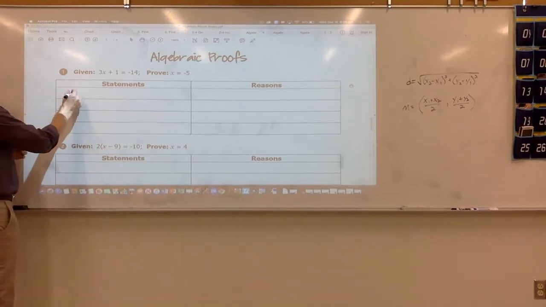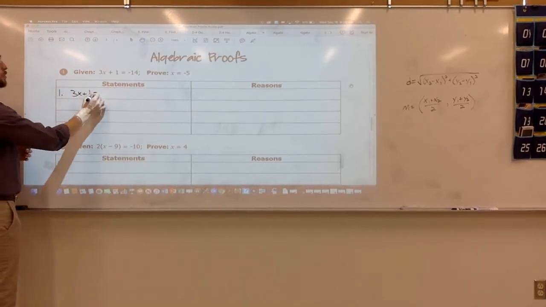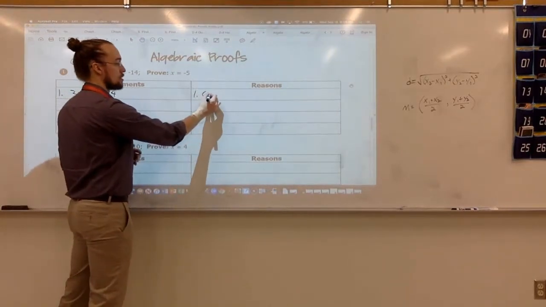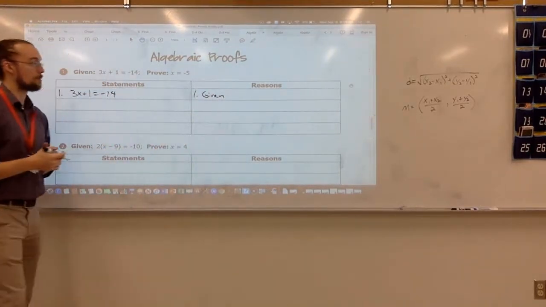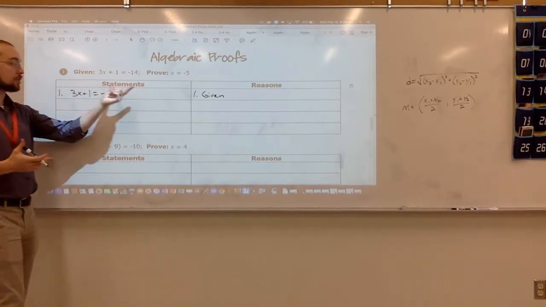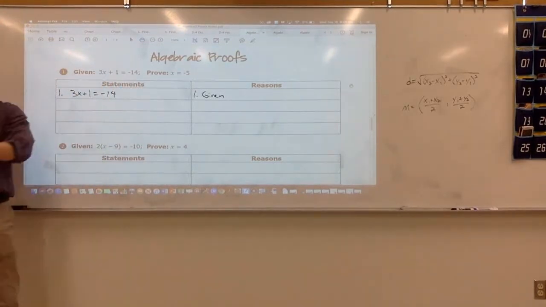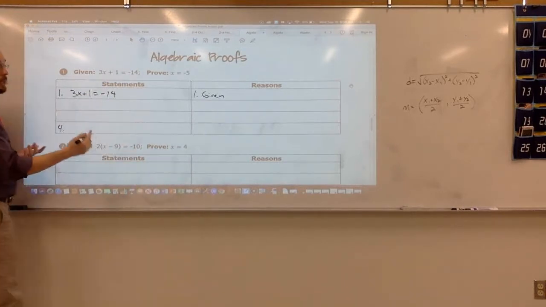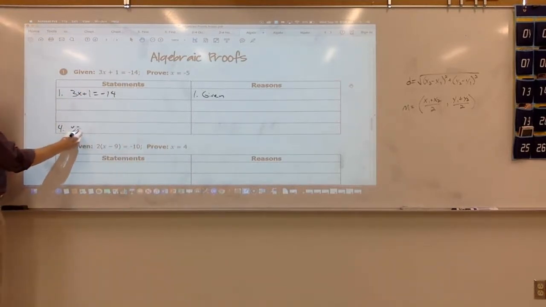Rewrite the equation. So number 1 here, 3x plus 1 equals negative 14. And my reason is given. Now in each of these problems, they also tell you the answer. They tell you what your final thing should be. So I can go ahead and fill in the last line as well. I don't know the reason yet, but I know that my last line is going to be x equals negative 5.